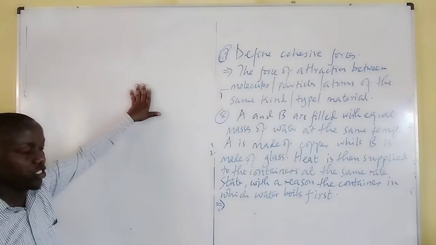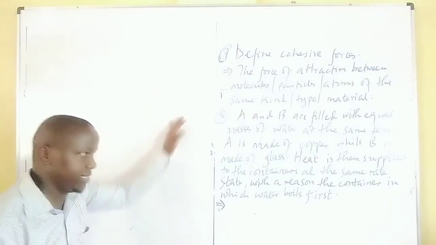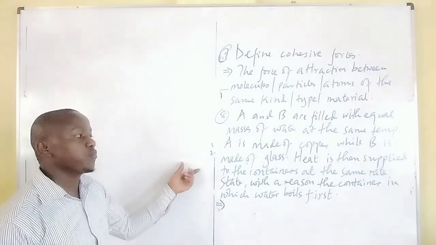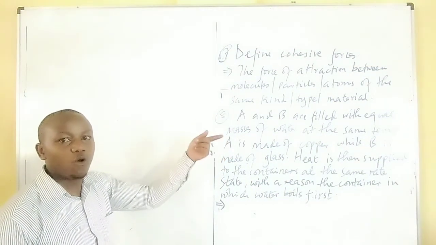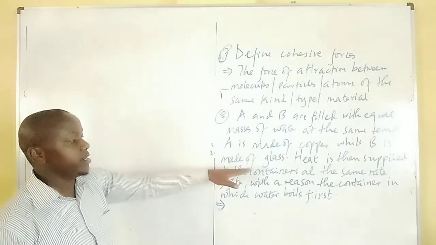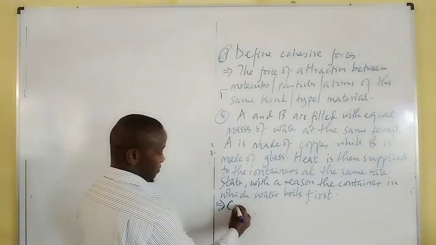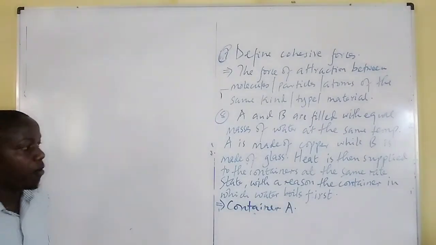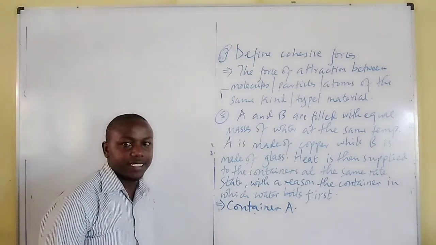And we know the nature of these two substances. We know that copper is a better conductor when compared to glass. Even though the glass container will finally warm the water, copper is a good conductor and heat will be conducted to the water at a faster rate than in the glass. Therefore, container A is where boiling is going to take place first.